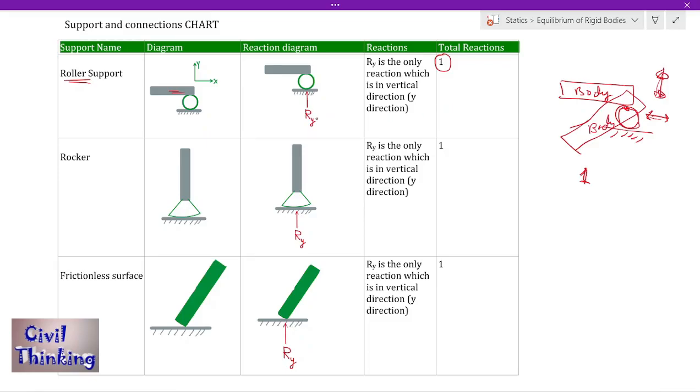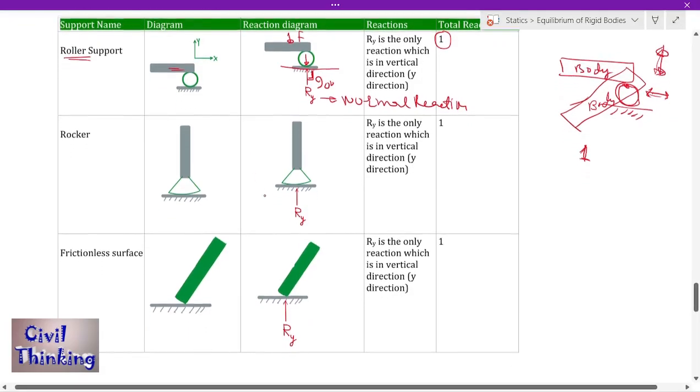And remember, the reaction is always perpendicular to the surface. You see the force is here, so the support is going to exert force at this point. There will be a reaction from this surface to this support, and it will be perpendicular at 90 degrees, or normal to the surface. That is why this reaction is known as normal reaction, which we have already talked about.